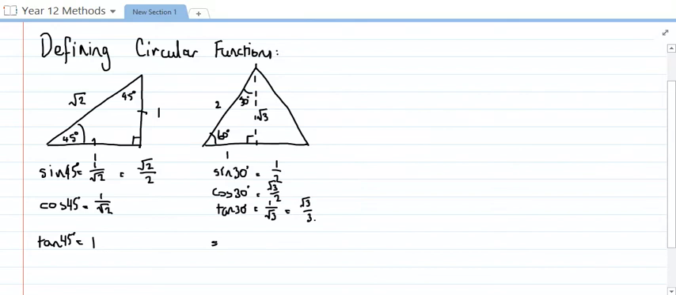Alternatively, we can do sine of 60 degrees, which is opposite over hypotenuse, or root 3 on 2. We can do cos of 60 degrees, which is going to be adjacent over hypotenuse, and also tan of 60 degrees, which is opposite over adjacent, so that's root 3 over 1, which we can just write as root 3. This leads to a table of values, which I will set up in the next video.